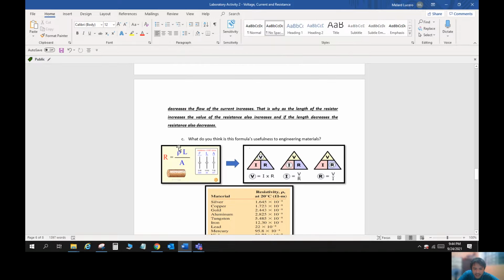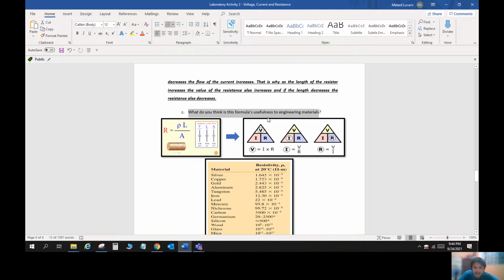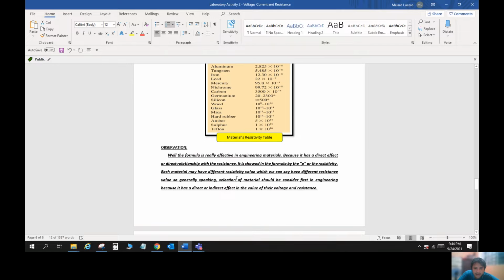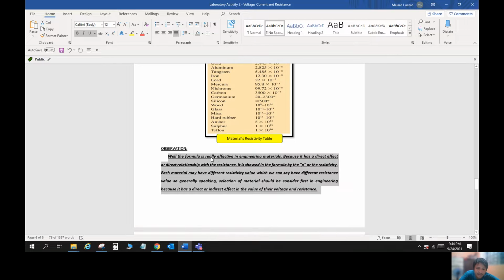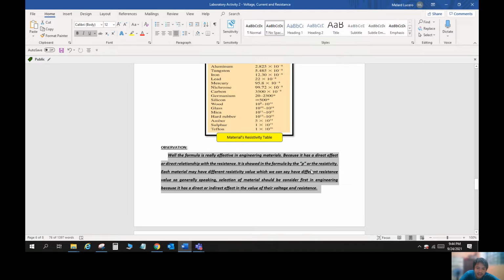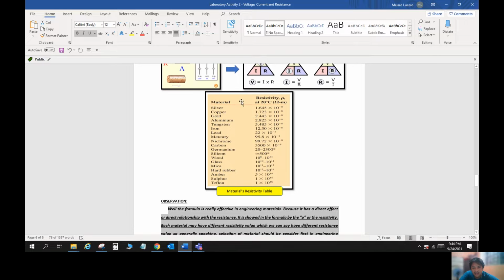Okay, so let us go back to this. Usefulness to engineering materials: the formula is really effective in engineering materials because it has a direct relationship with the resistance. Here is what we are talking about. Yung resistivity natin ay may direct relationship sa resistance. It is shown by the formula with the ρ, the resistivity. Each material may have a different resistivity value. This is given here.